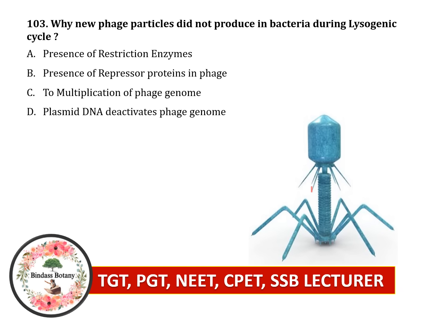The next question, number 103. Why are new phage particles not produced in bacteria during the lysogenic cycle? Option A, presence of restriction enzymes; option B, presence of repressor protein in phage; option C, multiplication of phage genome; option D, plasmid DNA deactivates phage genome. Correct answer is option B, presence of repressor protein in phage DNA.